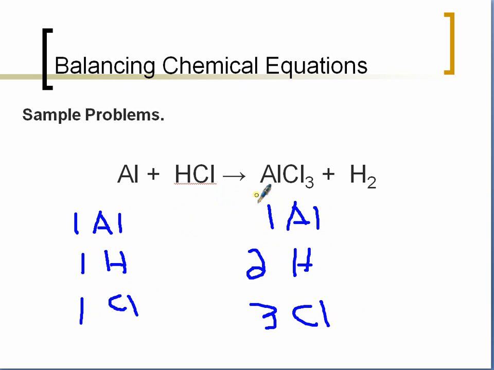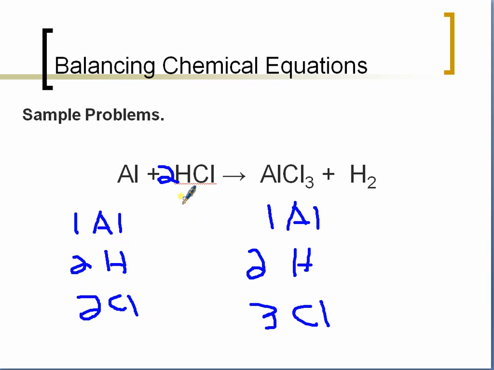Alright, so what can we do to balance it? I have 2 hydrogens here. Let's try playing around with some numbers here. I'm going to put a 2 here and see what happens. So now I have 2 hydrogens and 2 chlorines. Okay, my hydrogens are balanced, but my chlorines are not.